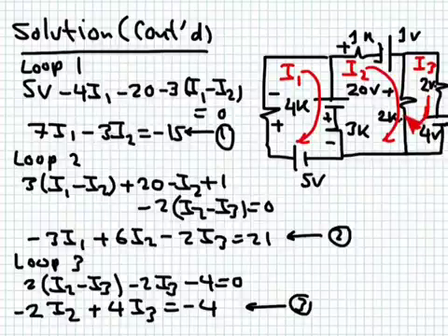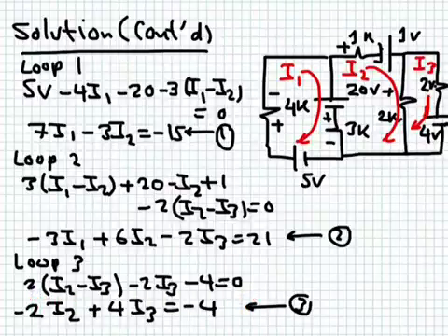Every time we cross negative to positive, we count it as positive. Every time we cross positive to negative, we count it as negative. So here you have 2, this is the polarity assumed from the previous loop, 2 multiplying I2 minus I3. And then you have minus 2 I3, this is positive, negative. And this one is positive, negative, minus 4 is equal to 0. So this is the equation that we have for loop 3.